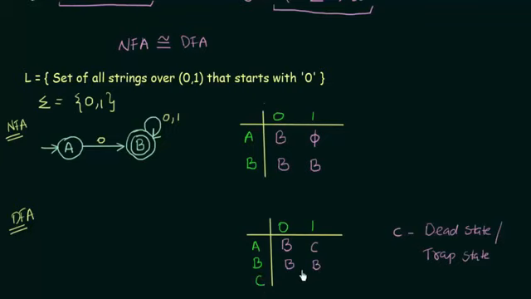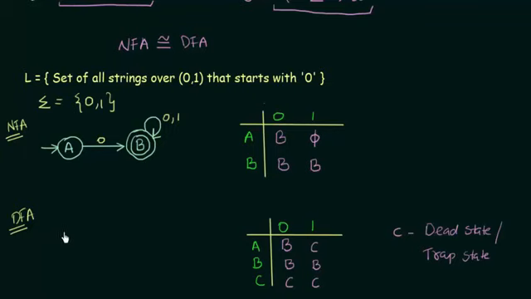And if you remember, whenever any input comes to the dead state, it stays in the dead state itself and it does not go out of that. So C on getting input 0 should stay in C itself, and C on getting input 1, it should stay in C itself, because C is my dead state or trap state. Now this is a complete state transition diagram for my DFA.